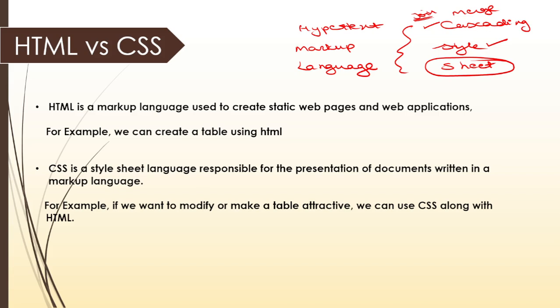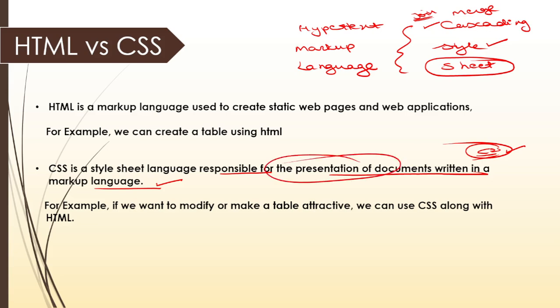But if you want to make your table more attractive, then you need to use Cascading Style Sheets. CSS is a style sheet language responsible for the presentation of documents written in markup languages. With any markup language, you can use CSS syntax, and with the help of this syntax, you can make your web page, your document, more presentable. For example, if we want to make a table attractive, you can use CSS along with the table.